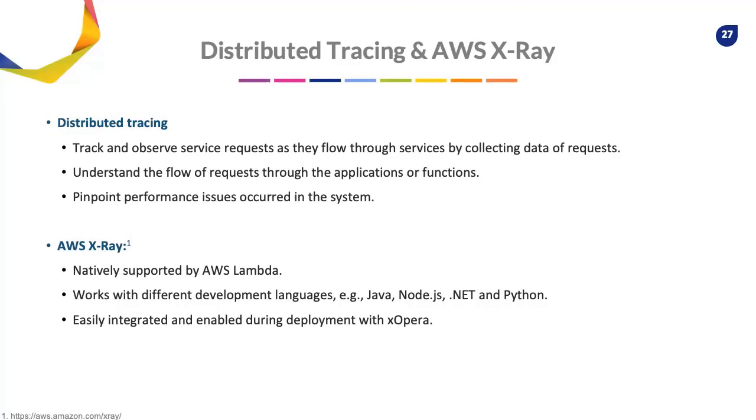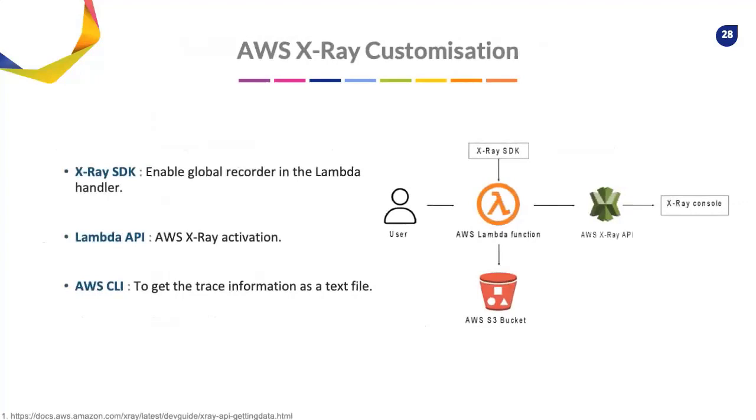The following is an example of how users can work with Amazon X-Ray to retrieve distributed traces of Lambda functions. This is a process that interacts directly with an Amazon S3 bucket. First, users need to instrument language-specific code with the X-Ray SDK to enable the global recorder in the Lambda handler.